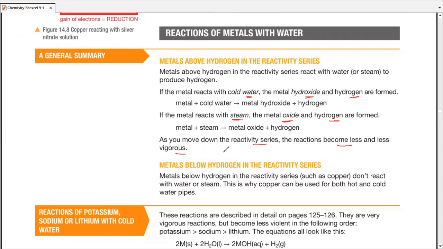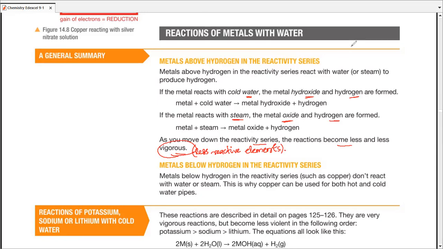Why? Because at the bottom of the reactivity series, we have less reactive elements, and less reactive elements do less reactive reactions, with less vigor, of course. So less vigorous, which means any reactive element on top is going to give you a very vigorous reaction.